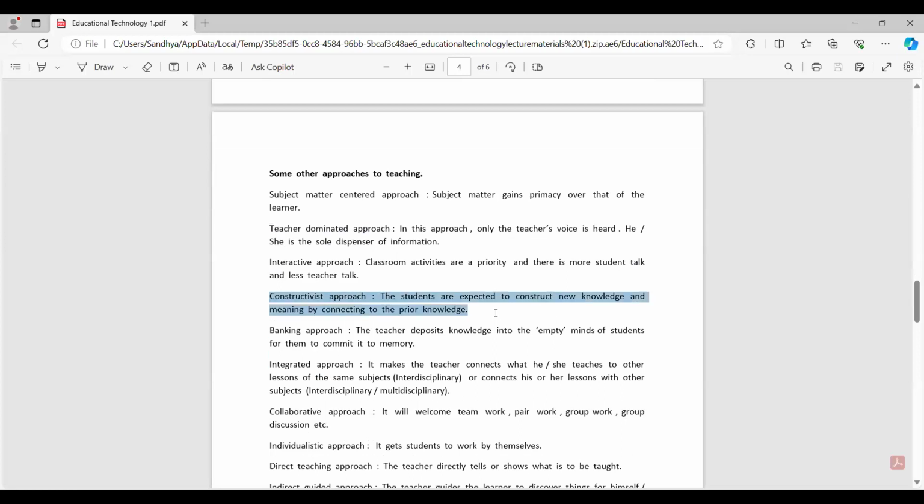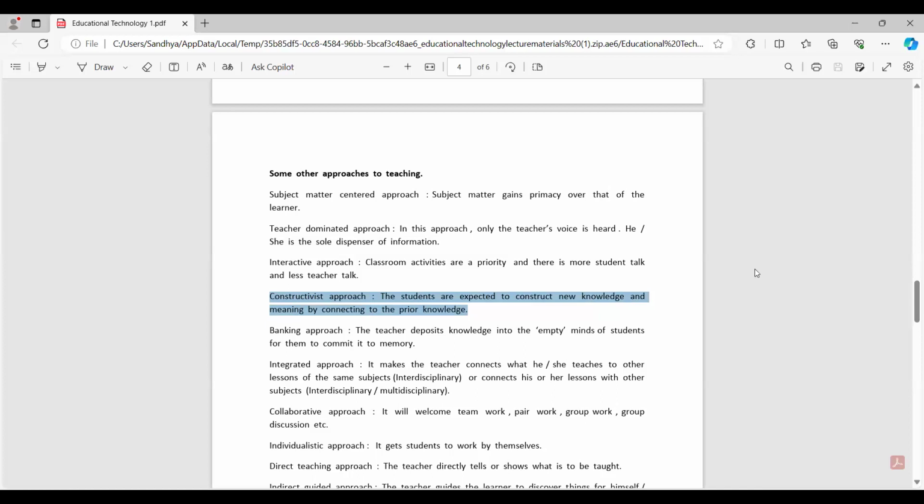Constructivist approach. The students are expected to construct knowledge and meaning by connecting to the prior knowledge. Students are not empty vessels, but they have their prior knowledge. Student-centered. Very good.